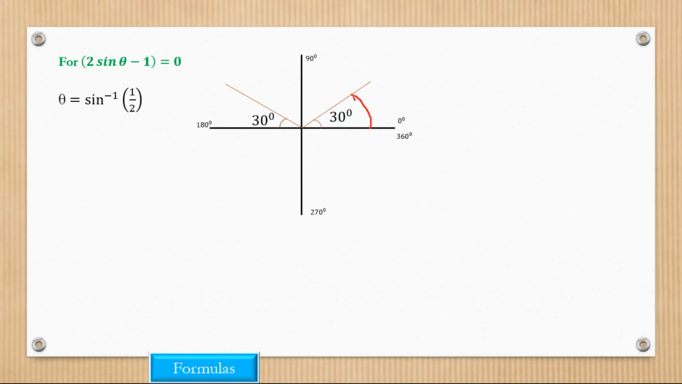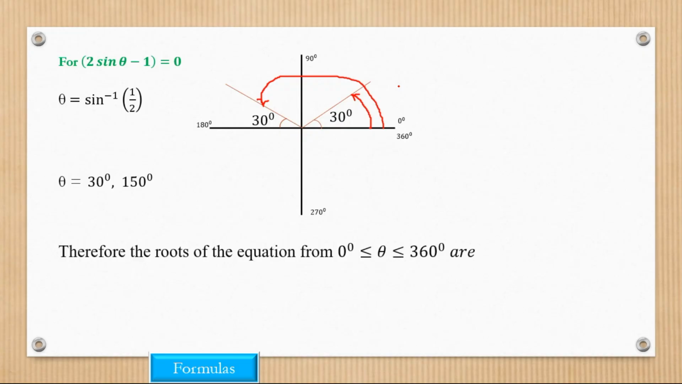Then our first anti-clockwise rotation is 30. Then we also have this, which is equal to 180 minus 30, which is equal to 150. We can't do any other rotation because of the limit of not going past 360. So we have theta being equal to 30 and 150.